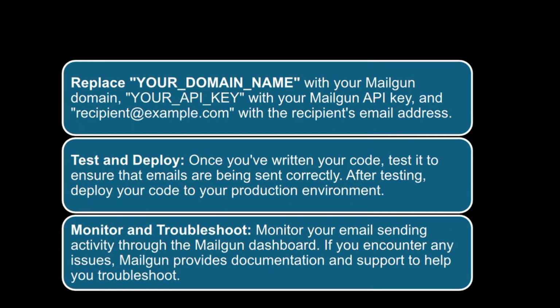Test and deploy. Once you have written your code, test it to ensure that emails are being sent correctly. After testing, deploy your code to your production environment. Monitor your email sending activity through the Mailgun dashboard. If you encounter any issues, Mailgun provides documentation and support to help you troubleshoot.